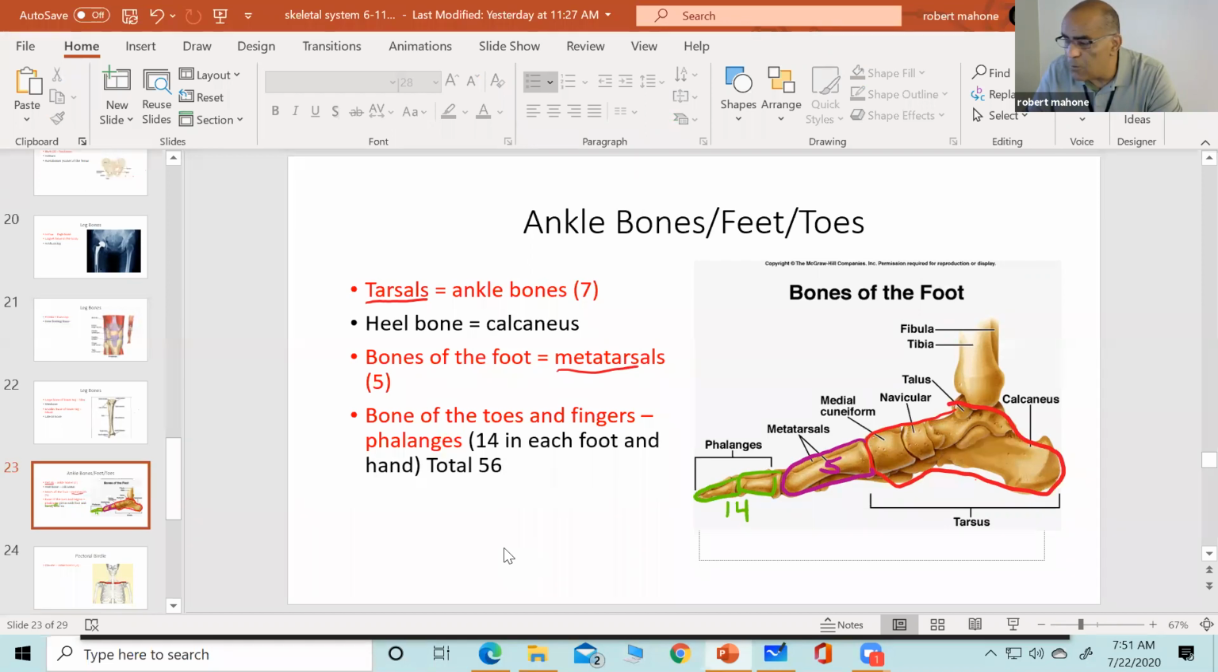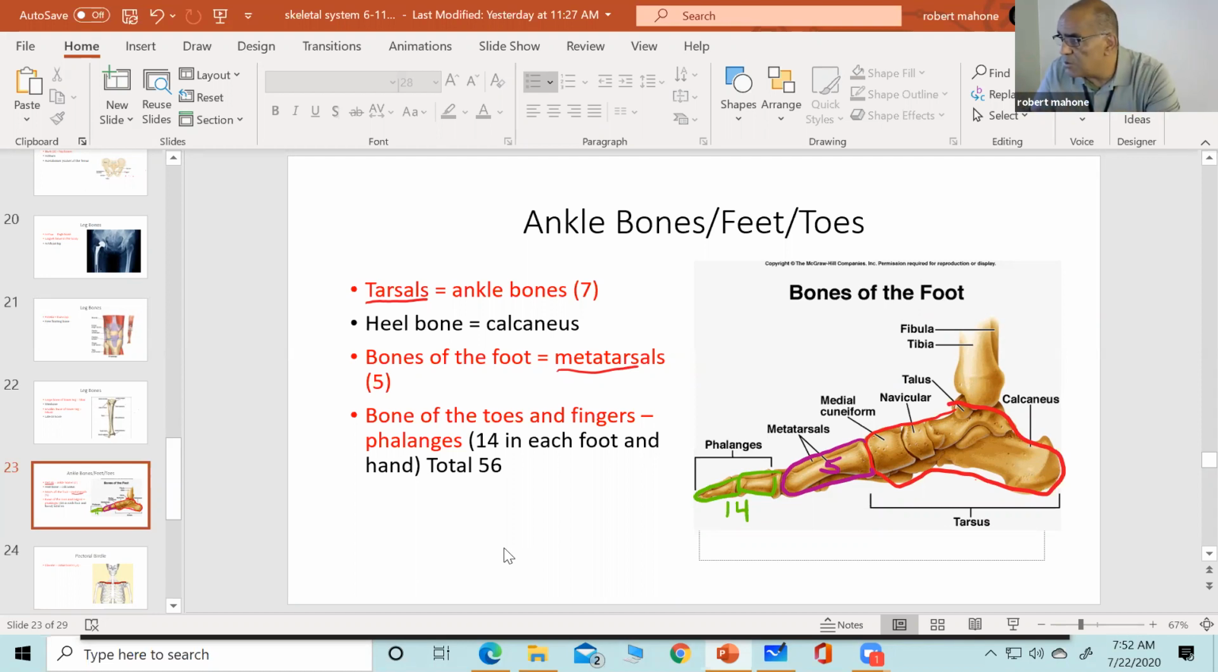And why 14? The hands and the feet are arranged the same. So if you think of the thumb like the big toe, then you have 3 phalanges in each finger, a proximal, medial, and distal phalange. That's why the fingers bend twice, 3 bones in there. But the thumb has 2, so the thumb only bends once. So that's 12, 13, 14 phalanges. And the toes have the same arrangement. All our toes have 3 phalanges except for the big toe, which only has 2. And that gives us 14 in each foot, 14 in each hand, 56.